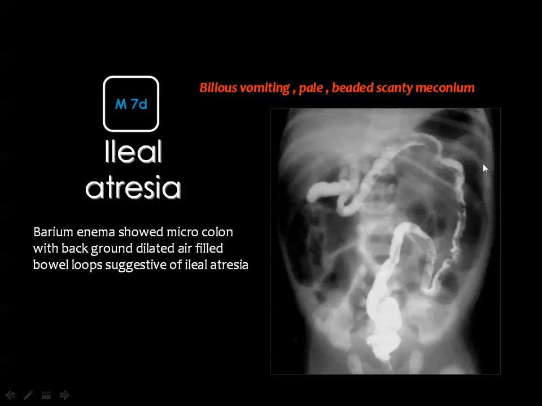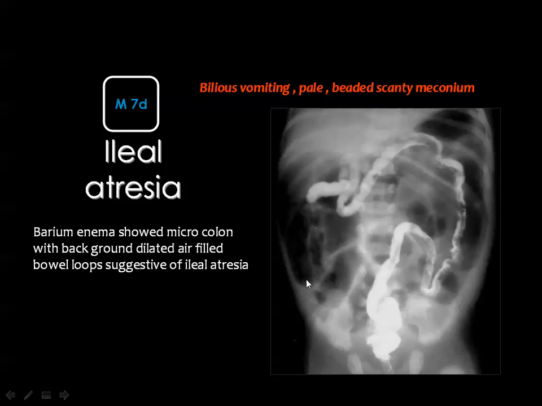In the background of this barium study, you can see dilated bowel loops filled with gases. This is the barium enema showing that the colon is small, and this is known as unused colon, or let us say microcolon, and this can be the sequelae of atresia of the bowel proximal to the colon, like atresia of the ileum, for example, and this was the case.